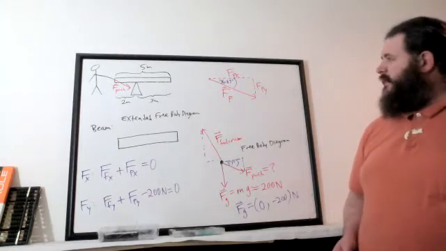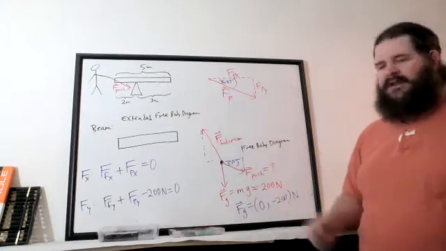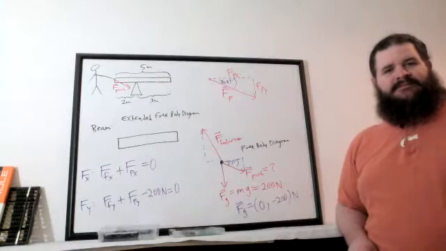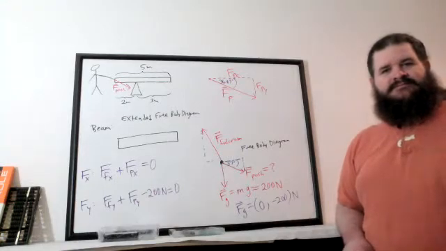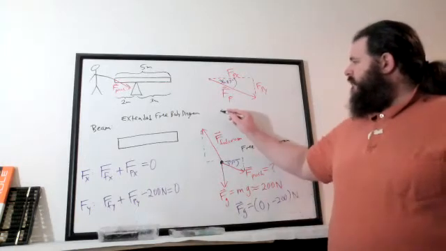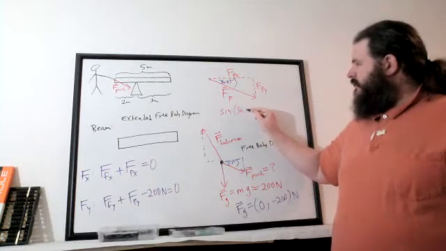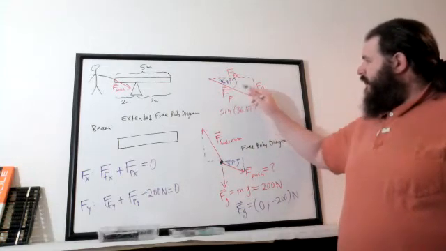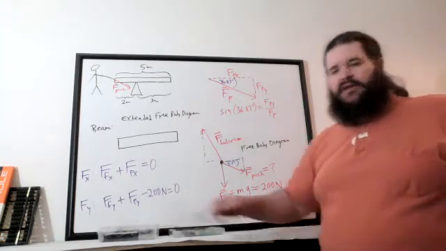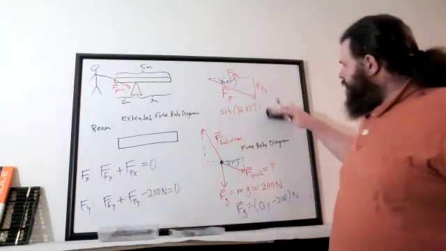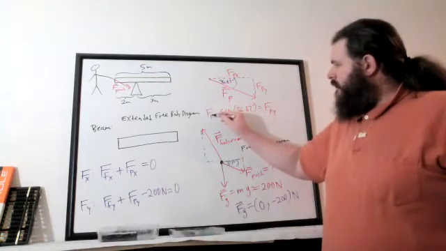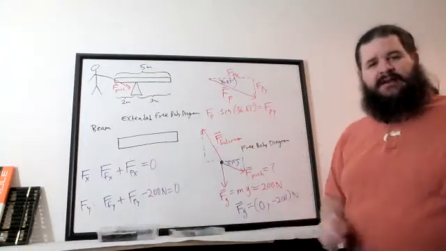For instance, if you wanted to figure out, let's say we know FP, how would you find FPY? You would do sine if you knew FP. Yeah, you could say sine of this angle equals opposite over adjacent, so that's FPY over FP. And then we can multiply both sides by FP and find that the y coordinate is just sine of this angle times FP.